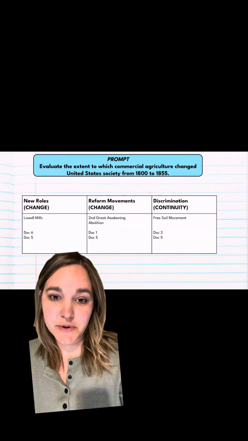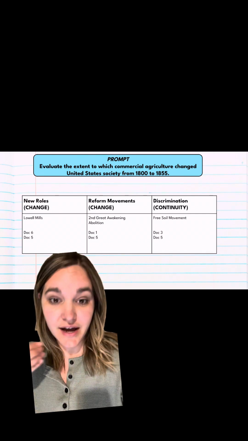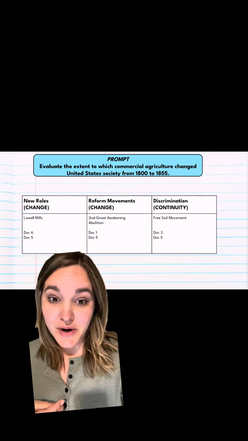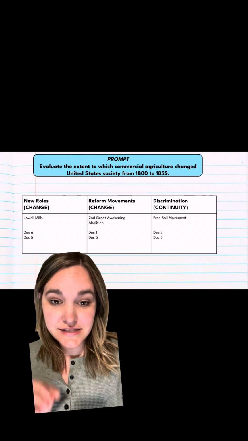Our body paragraphs is where we're going to try to get the bulk of our points. And so we're going to try to get our document points, our outside evidence points, and then also our analysis points. Now, the best way for you to do this is just to hit the skill hard.